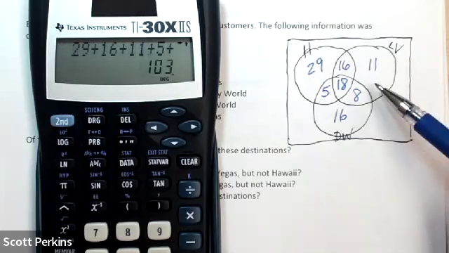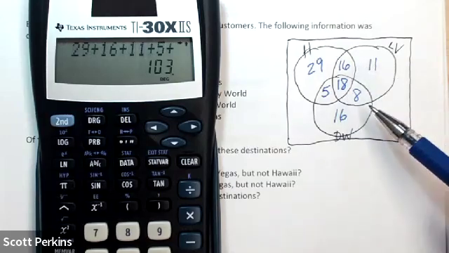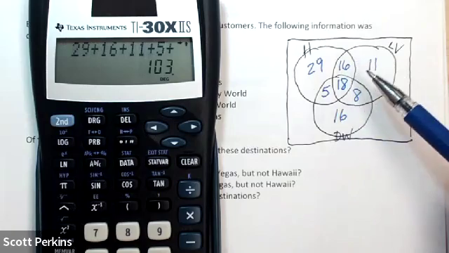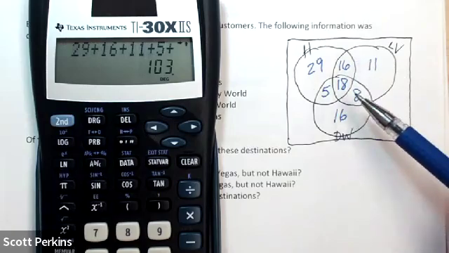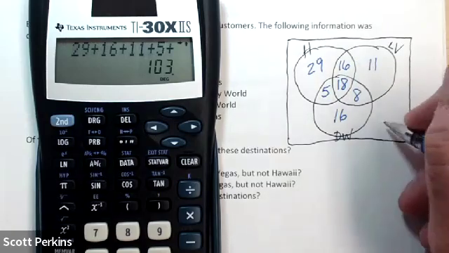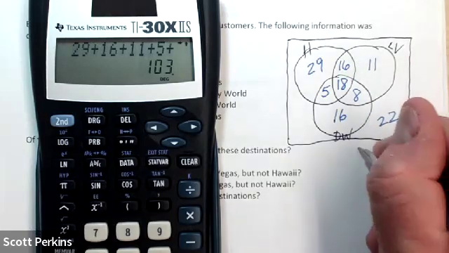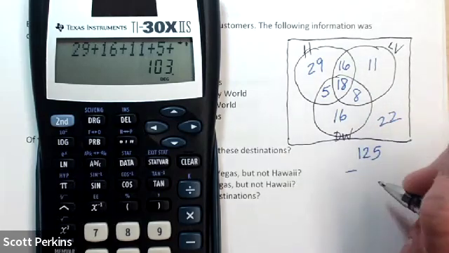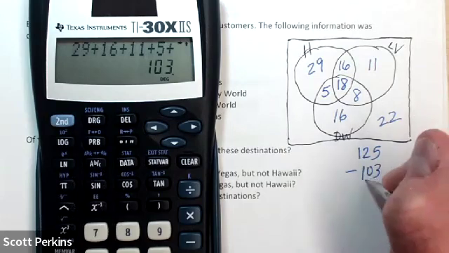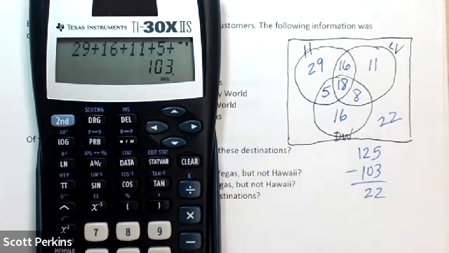So we have accounted for 103 people that we talked to, but the survey problem says we talked to a total of 125, so that means there are 22 more. So that is 125 minus the 103 leaves me 22 for the outside of my Venn diagram.